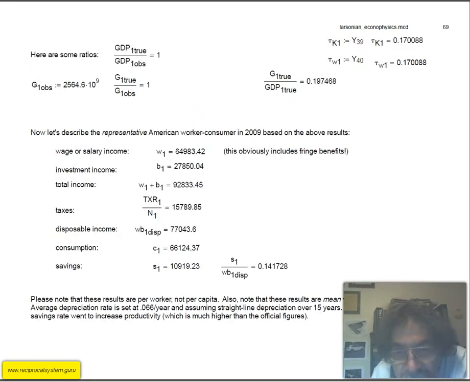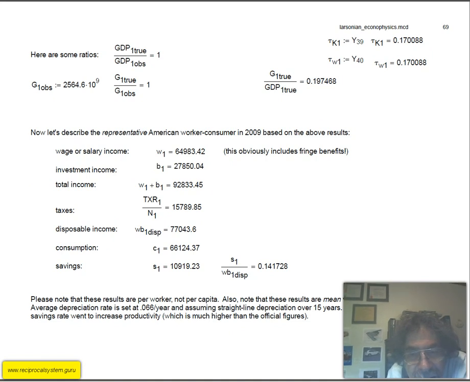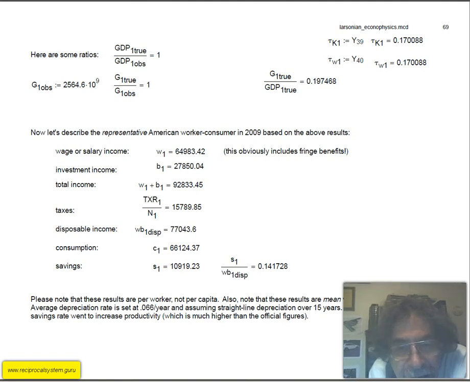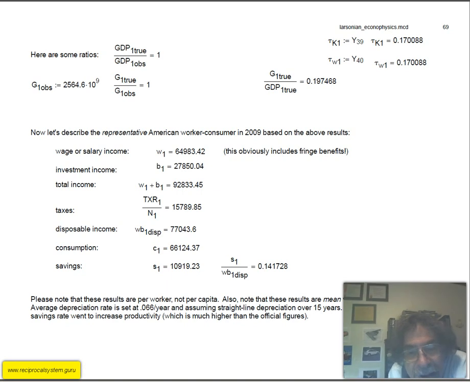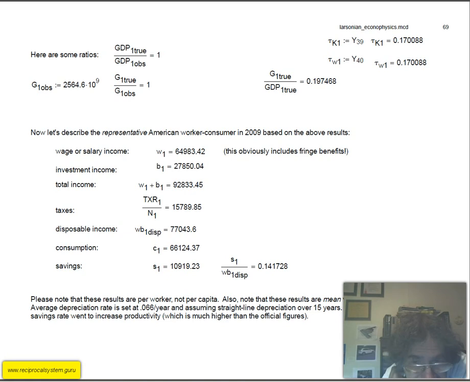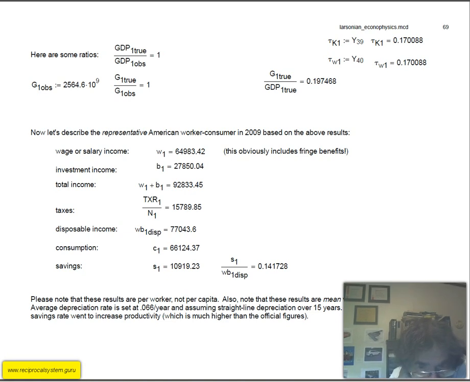Here we have W sub 1 equals 64,983.42. B sub 1 equals 27,850.04. Total income 92,833.45. Taxes 15,789.85. Disposable income 77,043.60. Consumption 66,124, and savings estimate was 10,119.23. So that's like a savings rate of 14%.